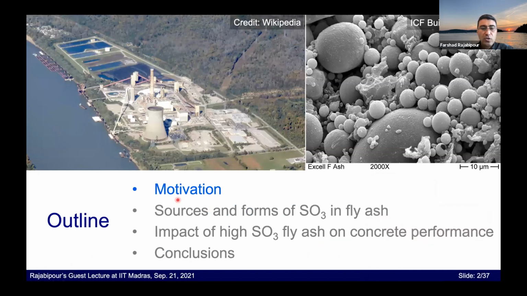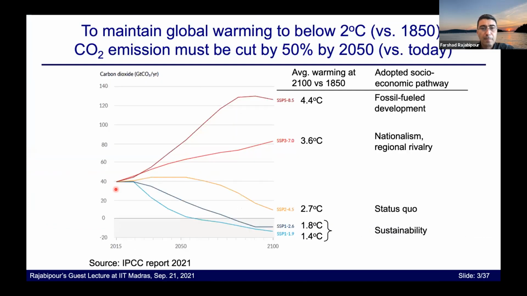All right, so in this presentation, I primarily talk about off-spec fly ash, in the form of fly ashes that have high sulfur content, or both high sulfur and alkali content. The presentation has 4 parts. I'll start with motivation, then I go into sources and forms of SO3 in fly ash, and then I'll talk about the impact of SO3 or high SO3 fly ash on concrete performance, and then I'll finish with some conclusions.